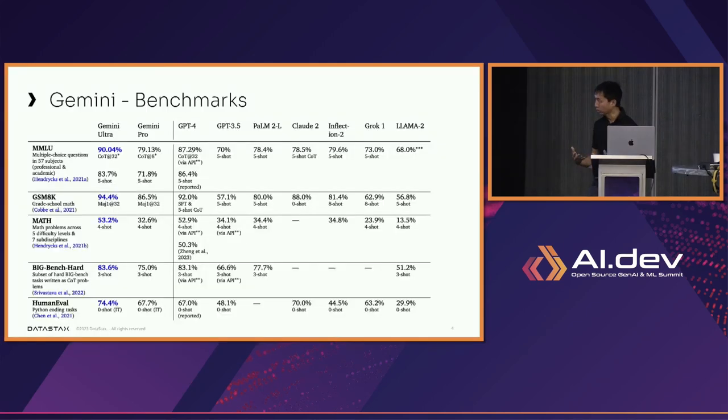As a result, it has generated state-of-the-art benchmarks for many problems, from coding to math problems, et cetera. You can see here Gemini Ultra compared to GPT-4, and it's winning in all of them.